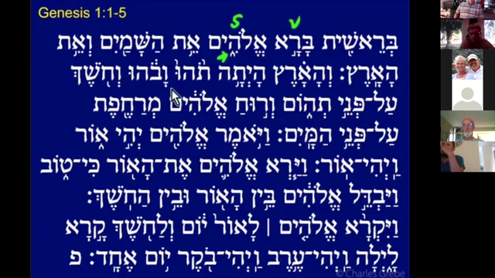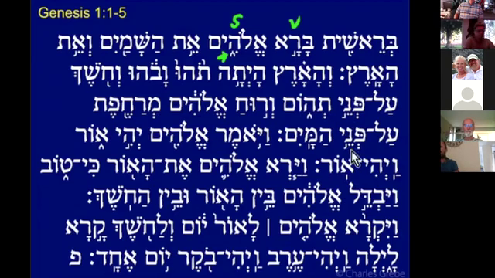So, v'ha'aretz hayita tohu vavohu v'choshech al panei tehom, v'ruach Elohim merachefet al panei hamayim. But, so I'm going to translate this but as opposed to and, because I think it's a contrast. Darkness was on the surface of the deep, but Ruach Elohim, the Spirit of God, merachefet, and this means brooded or hovered, some sort of activity.